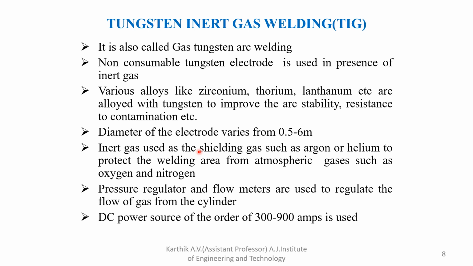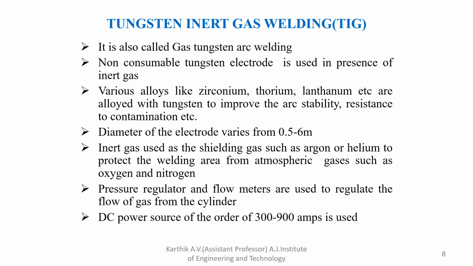Pressure regulator and flow meters. Why is the pressure regulator required? To control the flow of gas from the cylinder to the electrode parts. A DC power source of the order of around 300 to 900 amps is used. The DC power supply provides heat to the electrode, and a step down transformer is also used to control the voltage of the current.